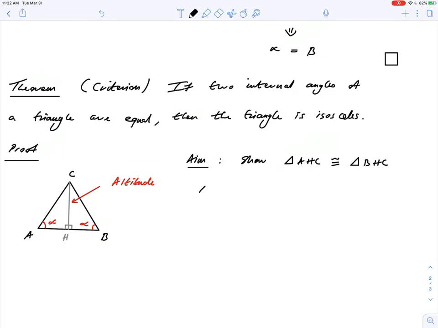Okay, so first of all, the angle at A, by assumption, is the same as the angle at B. That's the hypothesis. Very nice. Next, what do we know? Well, we can move across to this angle here, and in both cases, that angle is the same. So the angle AHC is equal to the angle BHC. It's equal to 90 degrees. And that's by construction, right? Because we are constructing the altitude.